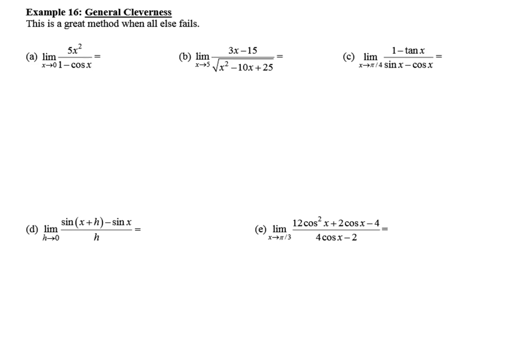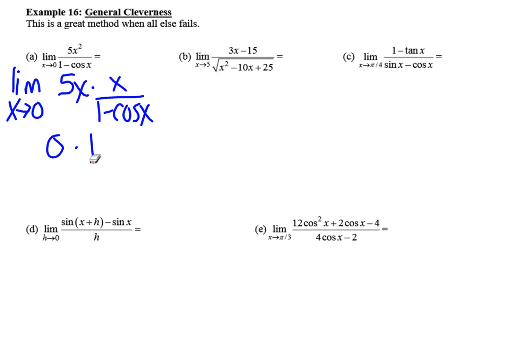And our last example, the last way of doing these problems is general cleverness. So you have to be pretty clever to be in calculus. And you get to show that here. All right, so for example, we could break this apart, right? I can make this the limit as x approaches 0 of 5x times x over 1 minus cosine x. It's pretty clever, right? Because I know that's one of my special trig identities. So then it's going to be 0 times 1, which is 0.